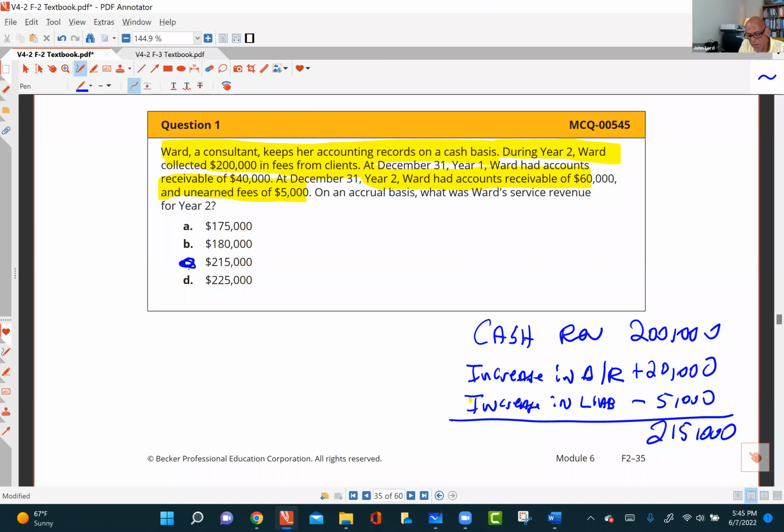Now, I'd be okay with them being vague about whether the unearned revenue increased or not if they hadn't given me this, because if you made a mistake and thought that the unearned revenue decreased 5,000, then you might start to have a problem here. But I think it's pretty fair to say it must have been zero before and it increased, right?